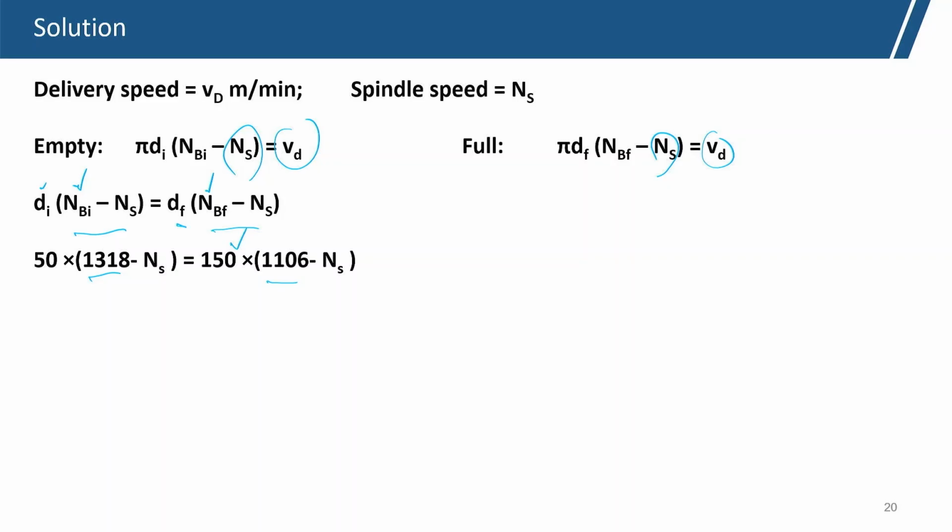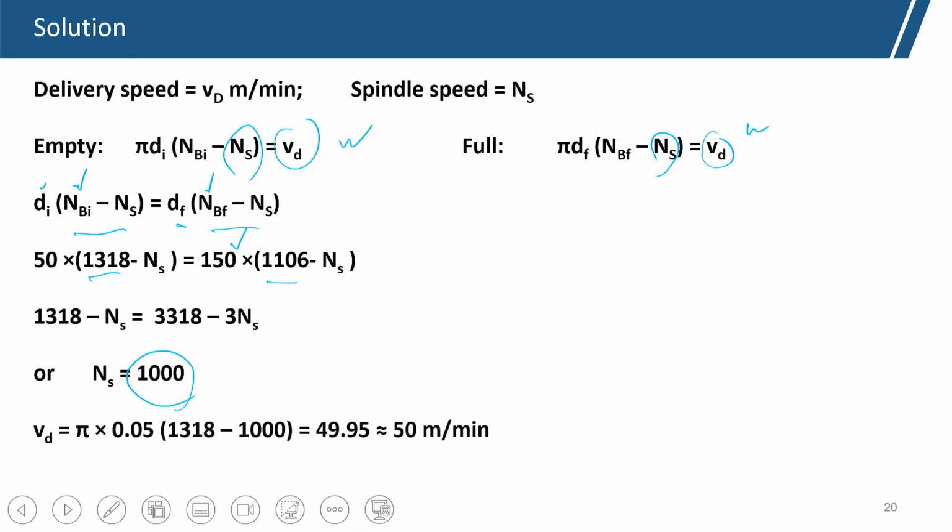Now, solving this equation we get n s equal to 1000 RPM. So, n s, that means spindle speed, is 1000 RPM. Now, from this we can get the delivery speed. So, we can take any one of these equations, in case of full bobbin or empty bobbin, the initial stage. We can use this n s in any of the equations to get V d. So, V d we can get using the case of empty bobbin.